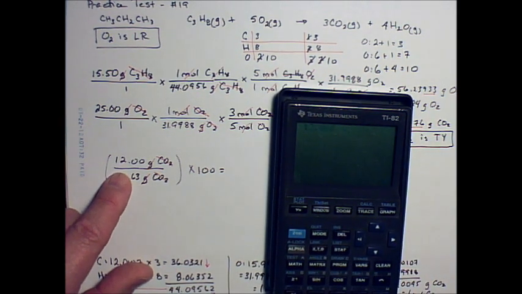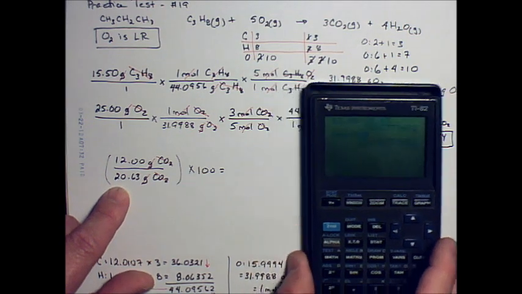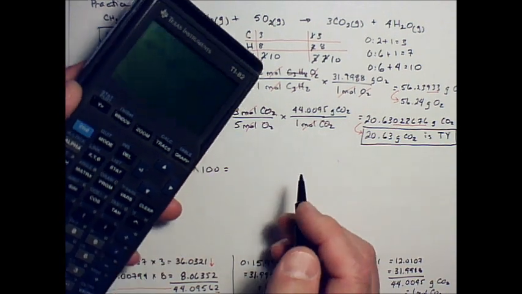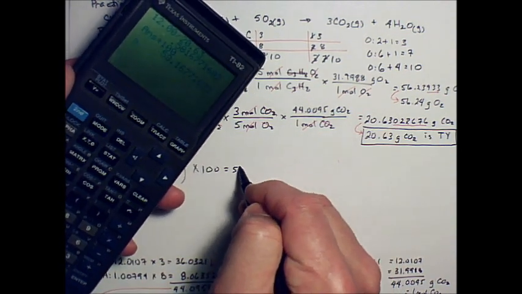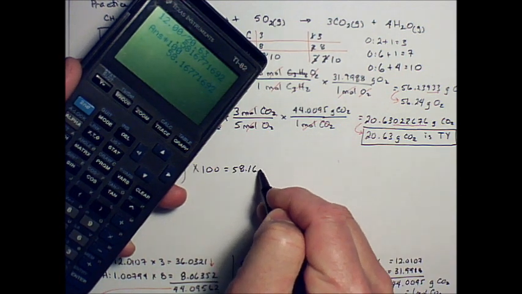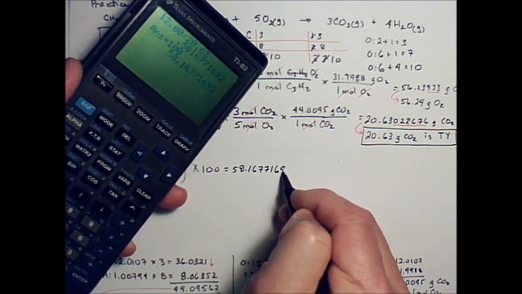So we have 12.00 divided by 20.63. Hit enter. Then multiply that number times 100. And there's our percent. All right, the full answer with all the numbers is 58.16771692.